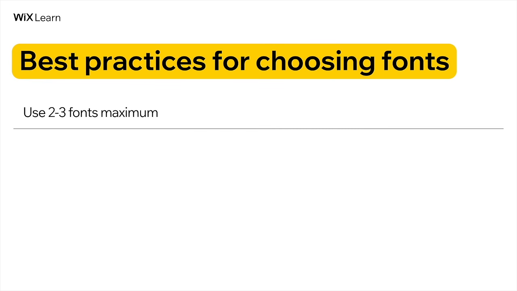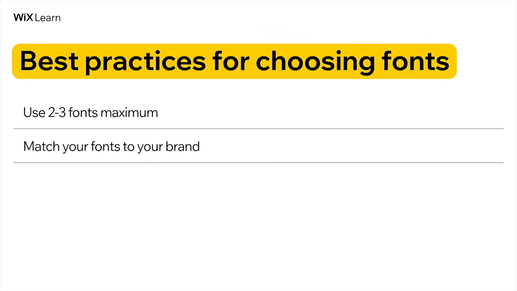A few rules of thumb for your fonts. Use 2 to 3 fonts max. This keeps things looking clean and cohesive, and too many fonts can actually slow down your site's loading speed. I always recommend keeping it to just 2, one for your headings and buttons, and one for paragraphs.